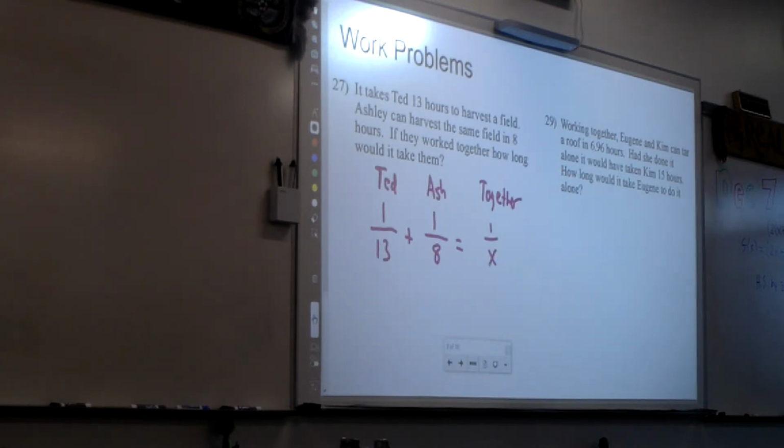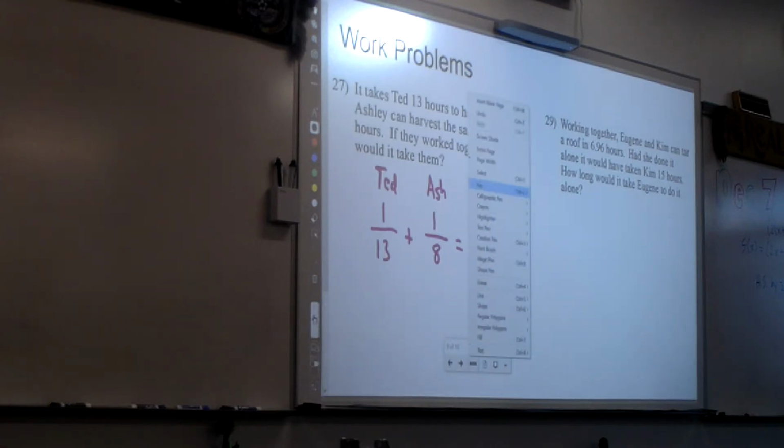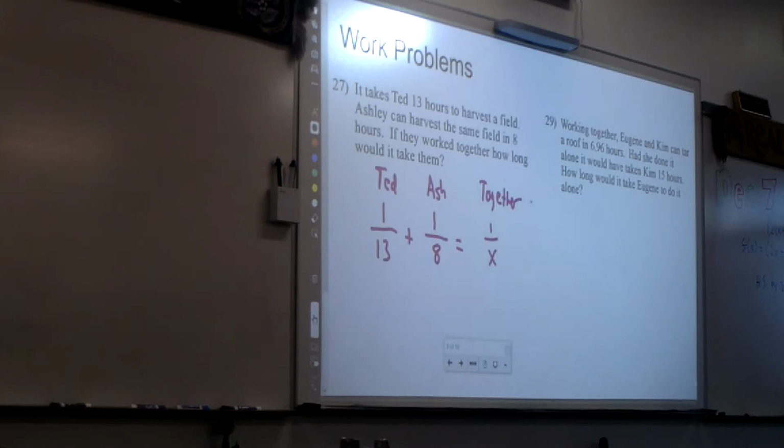Just multiply them together. What's 13 times 8? Is that 104? Yes. Awesome. So the LCD is 104X. If you guys remember the Chuck Norris notes, if you're solving a rational equation, you just times the LCD to all the numerators, and it will cancel out all the denominators.